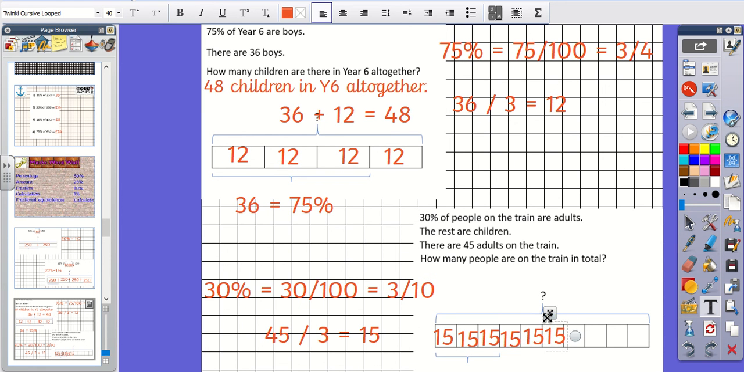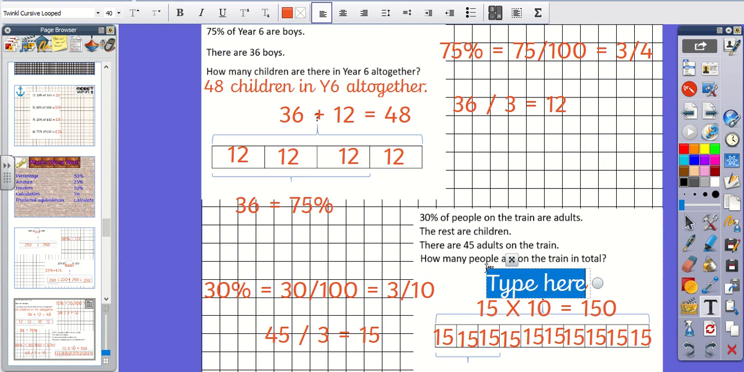And our question asks us, how many people are on the train in total? So we've got all of these 15s, so we need to work that out. Now, we know that there are 10 parts because our fraction is 3/10. So we need to do 15 times 10, which equals 150. Okay, so there are 150 people in total.